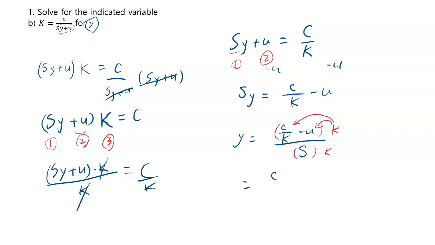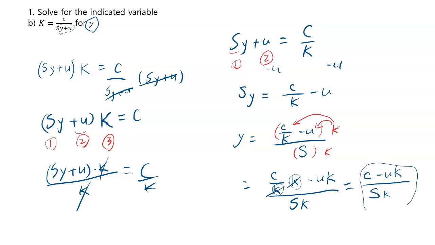This will be c over k times k minus u times k over s times k, and then see this k and this k, they cancel each other, and therefore you end up with c minus uk divided by sk, and that is the final answer. This is y.